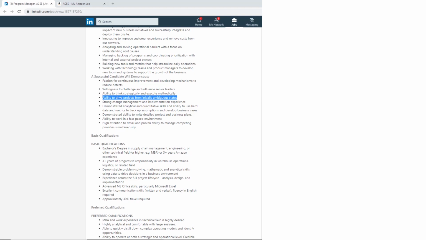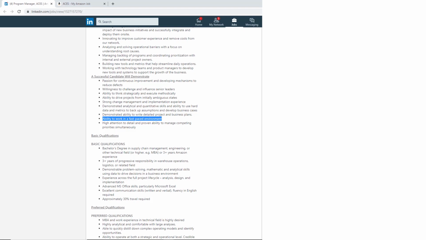Ability to drive projects from initially ambiguous states. Notice again the use of the keyword ambiguous. Demonstrated analytical and quantitative skills and ability to use hard data and metrics to back up assumptions and develop business cases. Now, this is again a different reference to metrics and quantifiable information in general, which is always important when crafting and communicating your answers.